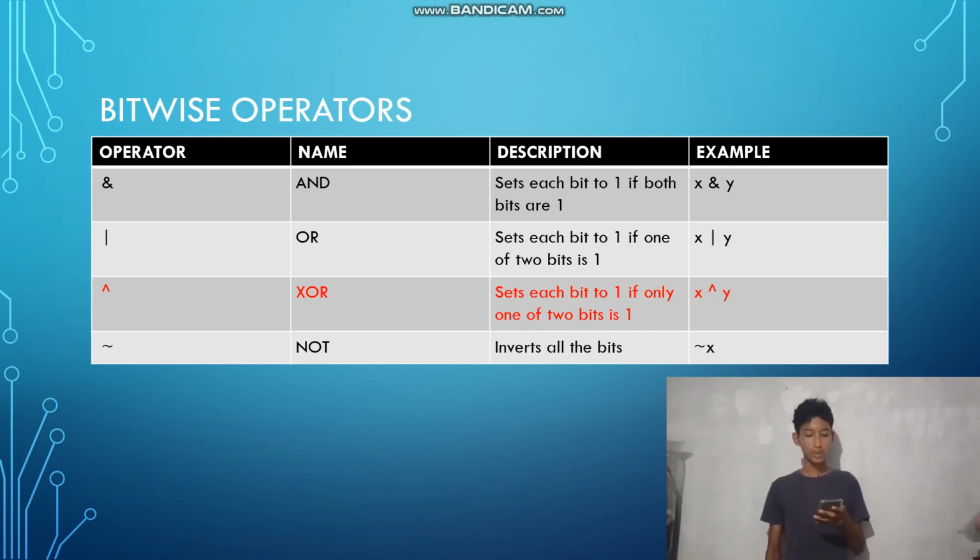Exclusive OR results in a new integer where each bit is set to 1 if the corresponding bits in the operands differ, that is, one bit is 1 and the other is 0. If both bits are the same, either both 0 or both 1, the result bit is set to 0.